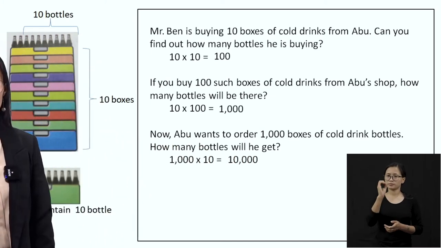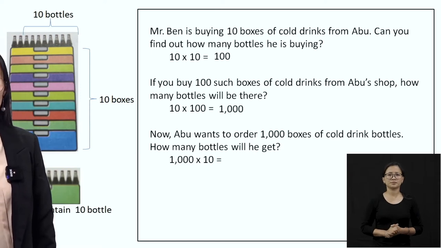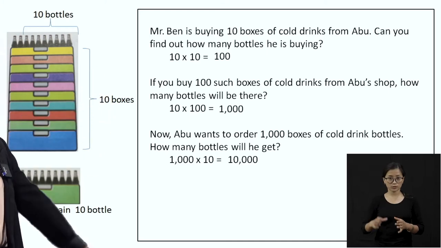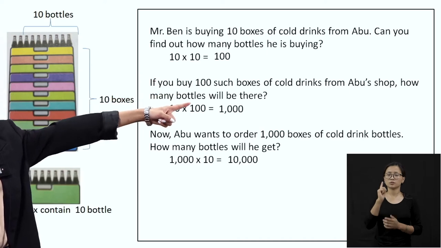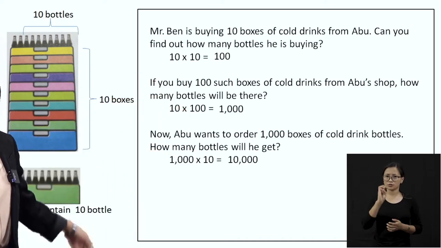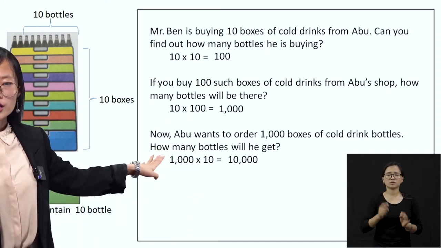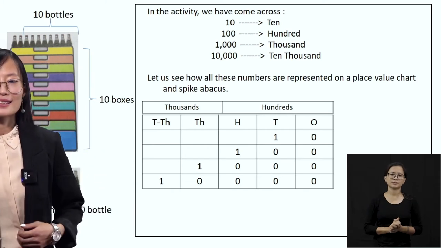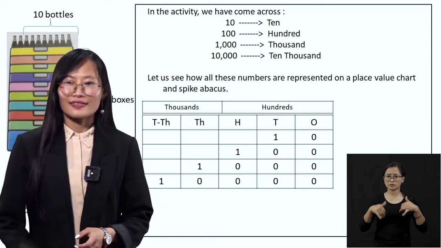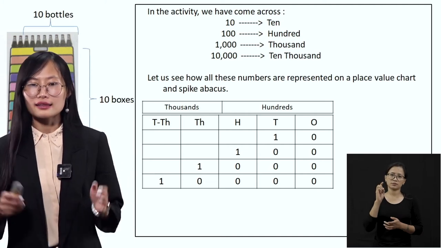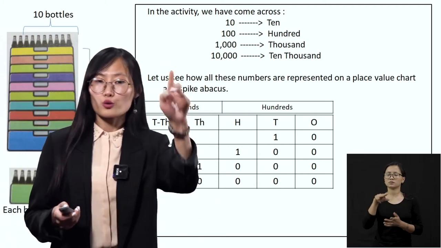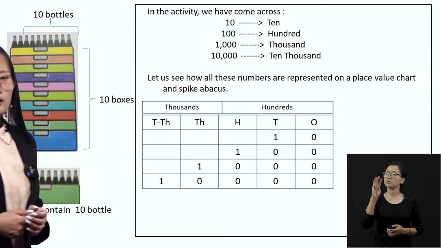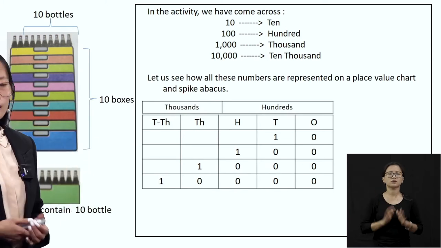Now count the digits. See, here you have 10 bottles, that is 2 digits. On the next one, you have 100, so you have three digits. Next, you have four digits, and then you have five digits. So in this activity, we have come across hundred, thousands, and ten thousands, which means two digits, three digits, four digits, and five digit numbers. Here you have a five digit number.